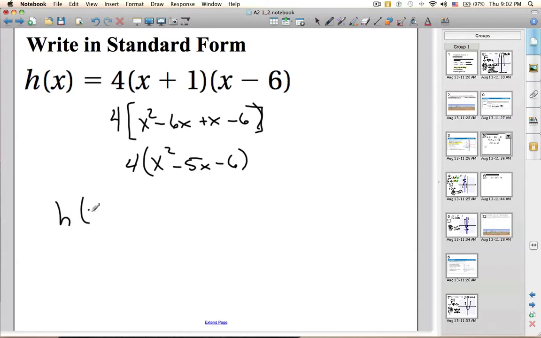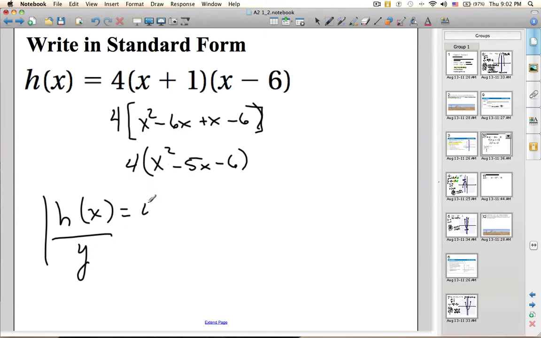So h of x, now this is a new thing. What's this h of x thing? What normally goes there would be y, so these are kind of interchangeable. This would be standard notation, and this is function notation. They essentially mean the same thing. What this means is when you plug some value of x into this equation, what do you get? It's the same thing we do when we call it y as an output.